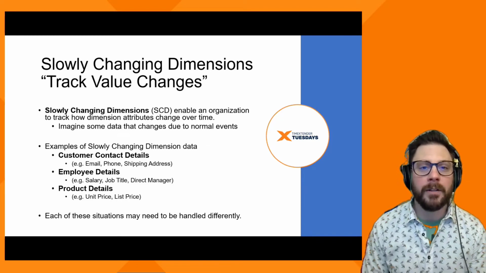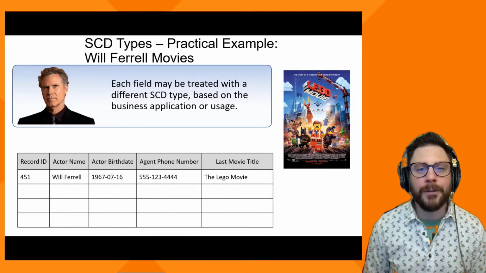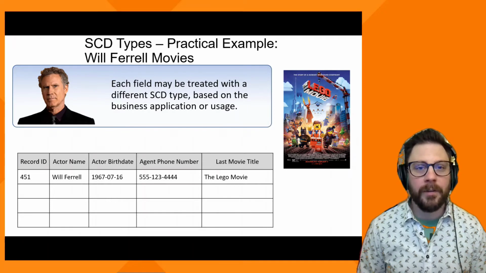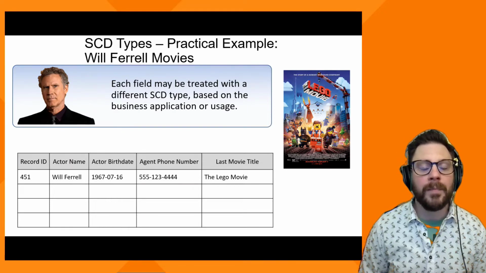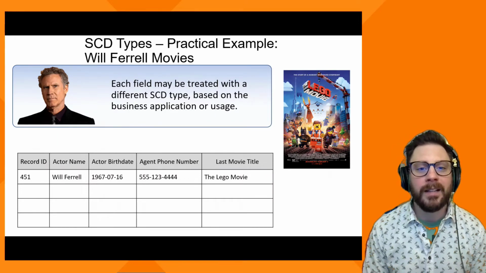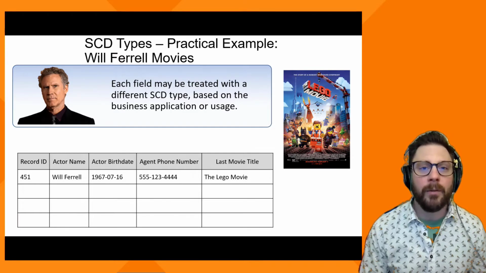Let's show you a more practical example and see if this helps. One of my favorite actors, Will Ferrell. Let's say that we have a table of the actor's information as well as the latest movie. Now, of course, this is a few years ago, but let's just use this as an example. Let's say the Lego movie is the last movie Will Ferrell has starred in, and we'll use this as our starting point.